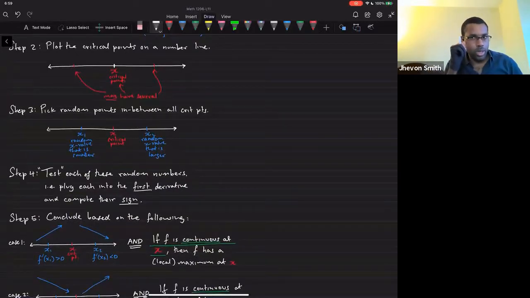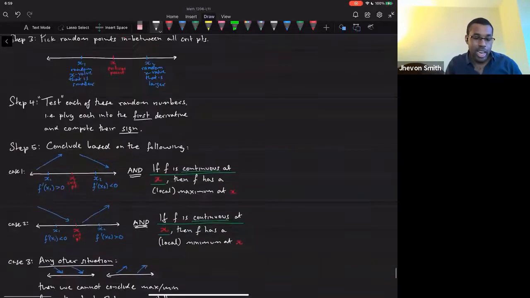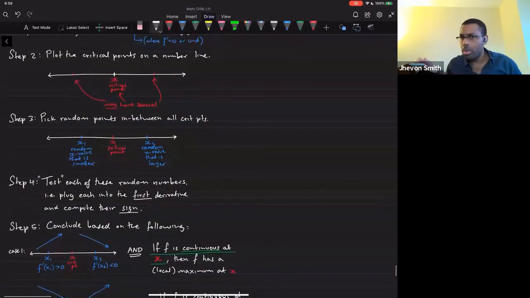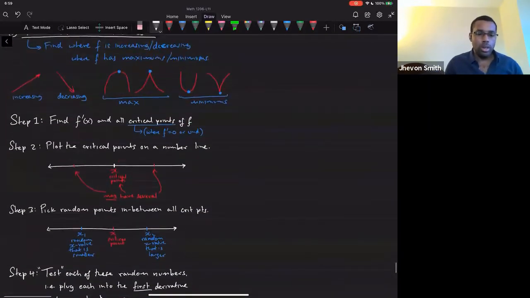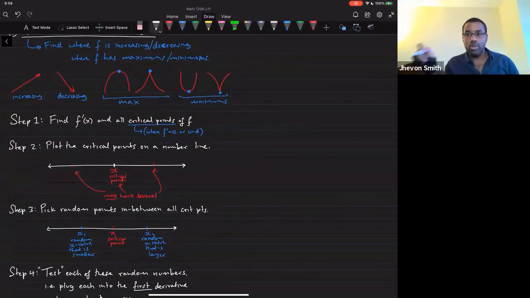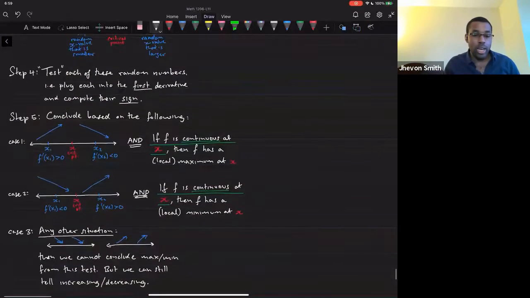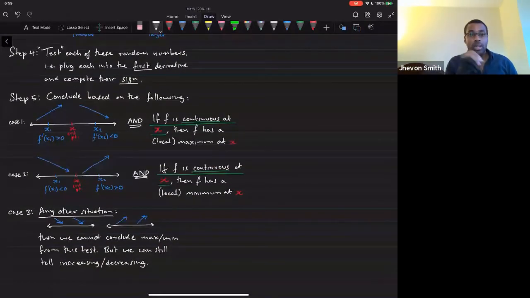It shouldn't be something that takes you long, and you should really only be drawing one number line, and you do everything on that one number line. You do it all at once. So first thing is you find your critical points, you immediately draw your number line, plot it, you write two numbers on either side, two random values, you plug them in your first derivative and check the sign.